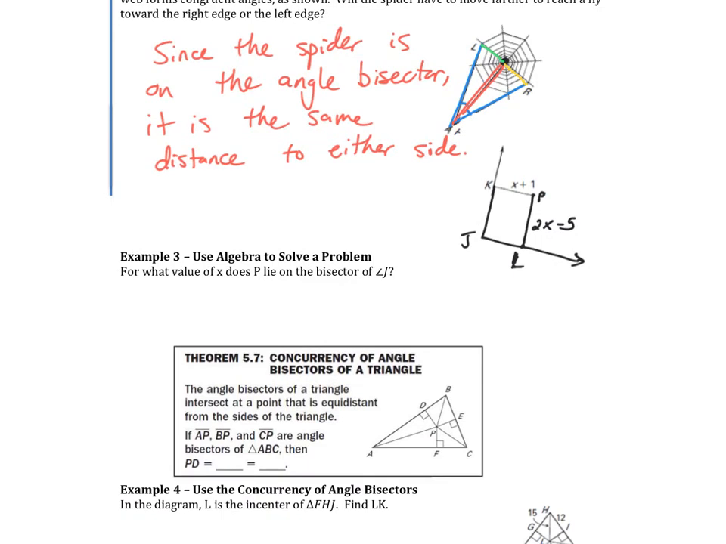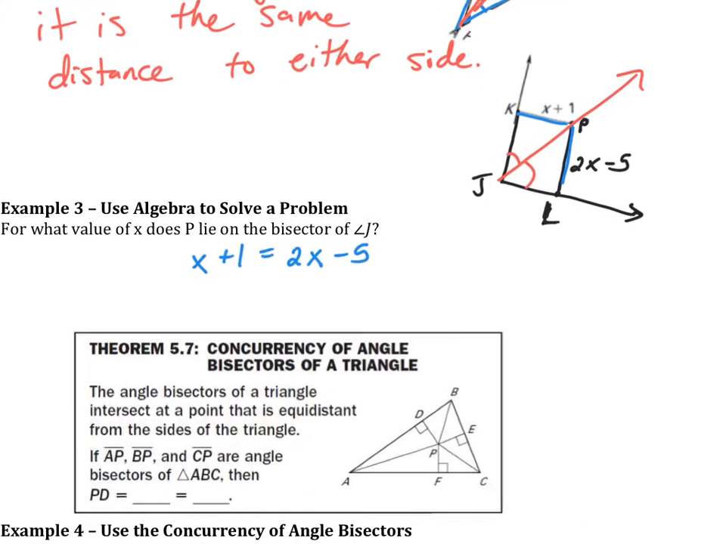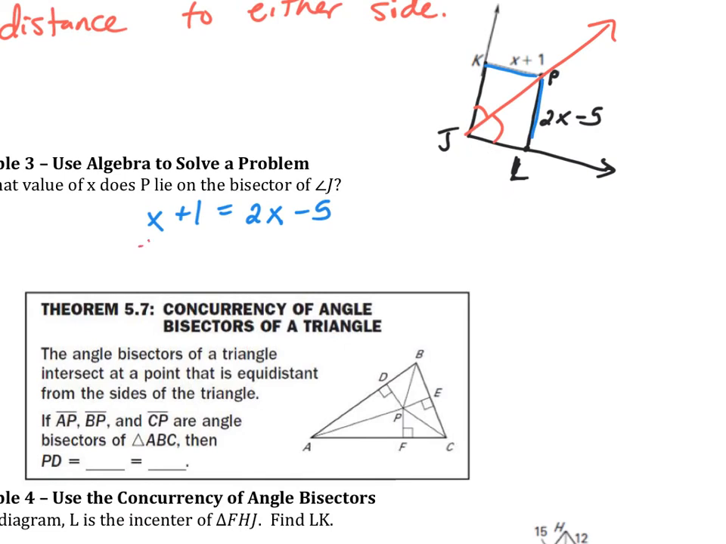It says, for what value of x does P lie on the angle bisector? If P is on the angle bisector, that means that these angles would be equal. And if those two angles are equal, that means these two blue segments would be equal. So to lie on the angle bisector, x plus 1 would have to equal 2x minus 5. To solve this, you'd subtract x to get 1 equals x minus 5. Then to get x alone, you would add 5, and you'd end up with x equals 6. So if x is 6, that means that P would be on the angle bisector.